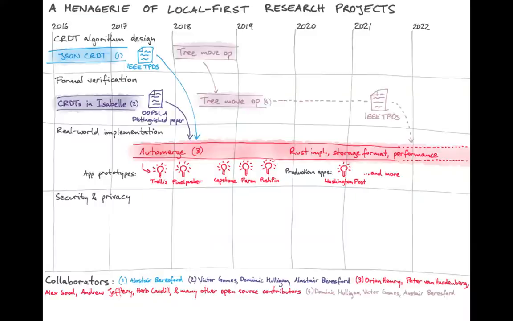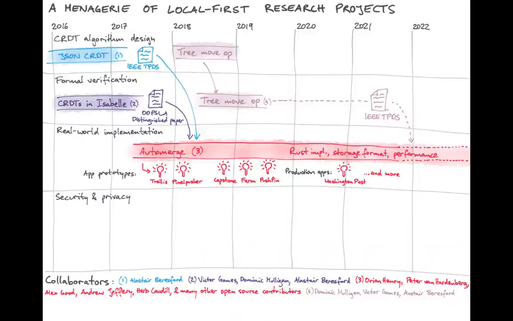Now, in parallel to that, we've been continuing some of the theory work as well. So another thing we worked on was a move operation for CRDT trees. So with something like JSON, what we had initially defined was just you can create new subtrees, you can delete subtrees in a JSON document. We didn't have a way of moving a subtree from one position of a document to another.